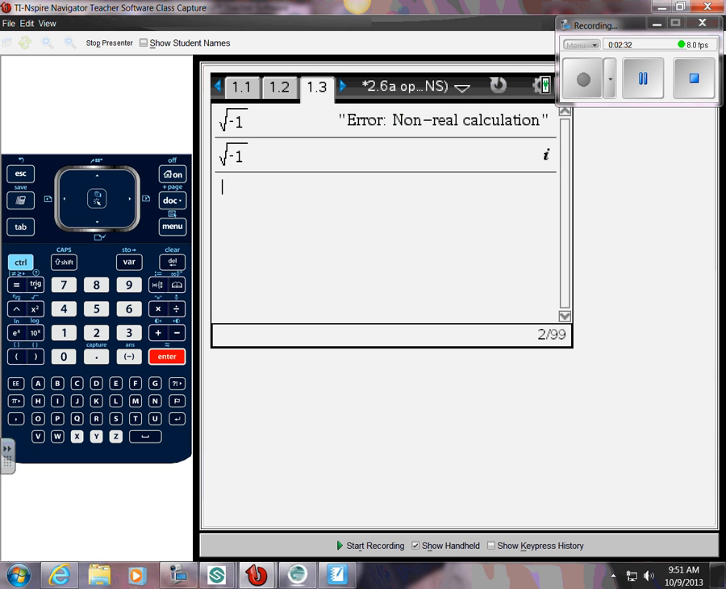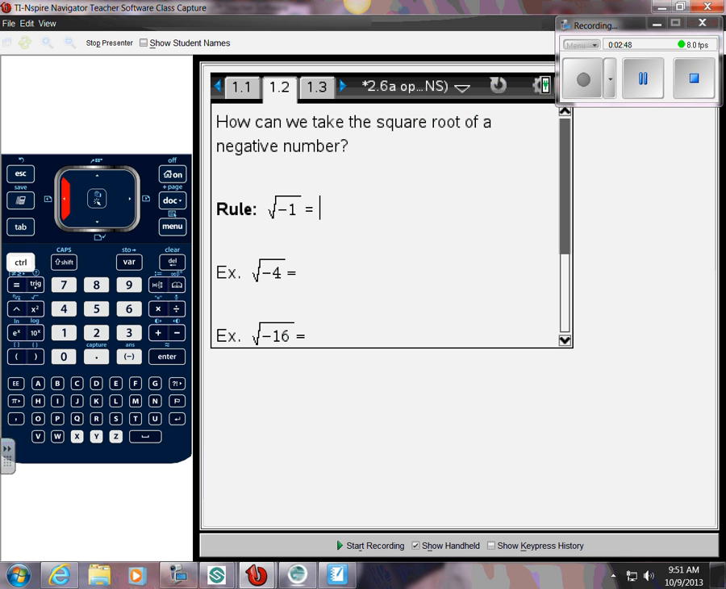Now that our calculator can actually work with these values, I want you to put square root of -1 in again. What does it give me? I. What do you think I stands for? Imaginary. Good. So when we take the square root of a negative, we get an imaginary value. Go back to your notes. Again, what's the square root of -1? I. It's actually plus and minus i.